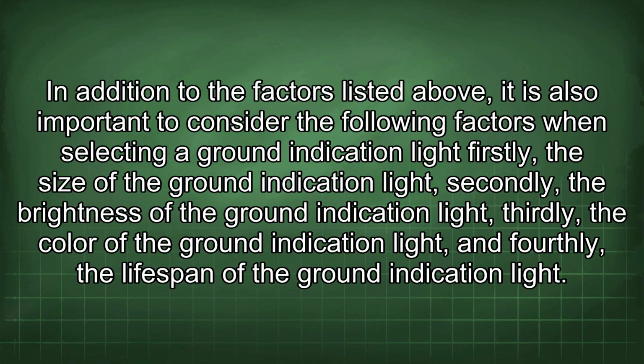In addition to the factors listed above, it is also important to consider the following factors when selecting a ground indication light. Firstly, the size of the ground indication light. Secondly, the brightness of the ground indication light. Thirdly, the color of the ground indication light. And fourthly, the lifespan of the ground indication light.